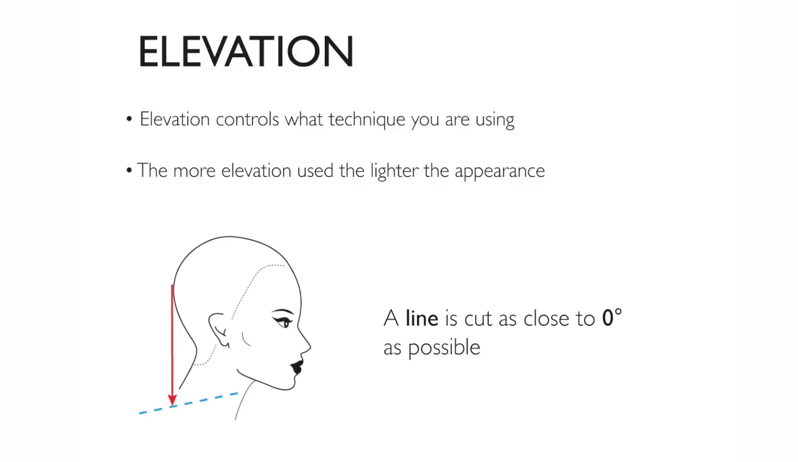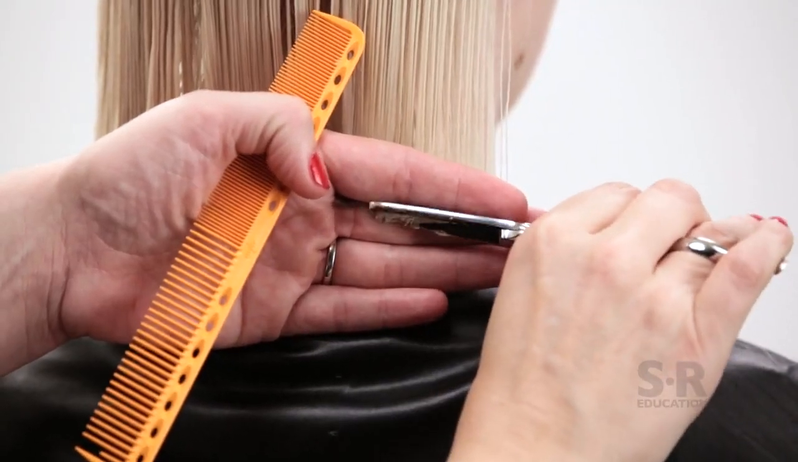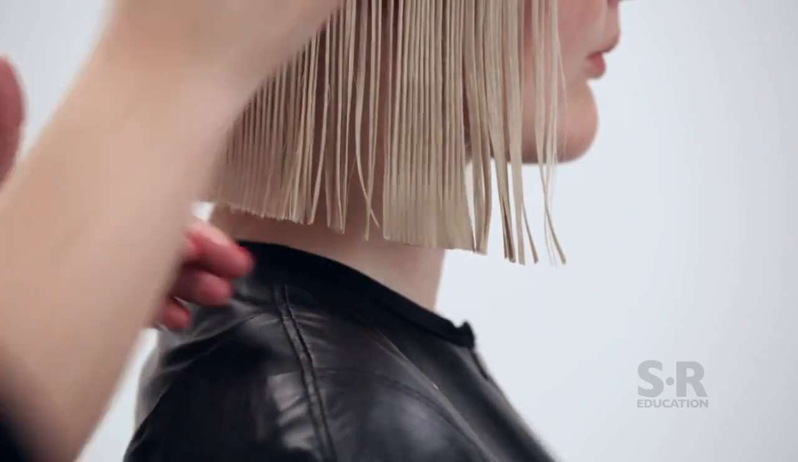Overdirection controls what shape we are using, whereas elevation actually decides what technique we are using. For example, if we are not elevating the hair at all, we are going to be working with the technique of a line. It will be as close to 0 degrees as possible, but sometimes if we do cut a line through our fingers, there will be a tiny element, maybe 1 or 2 degrees of elevation.